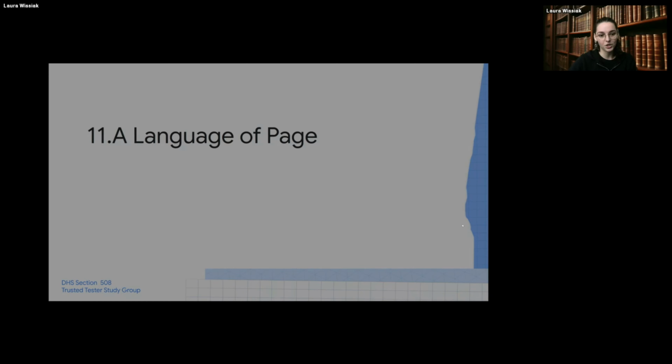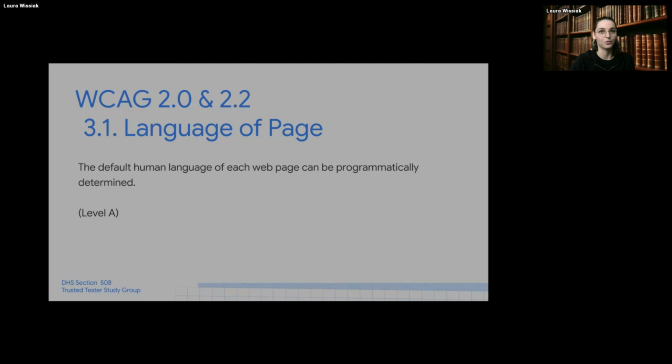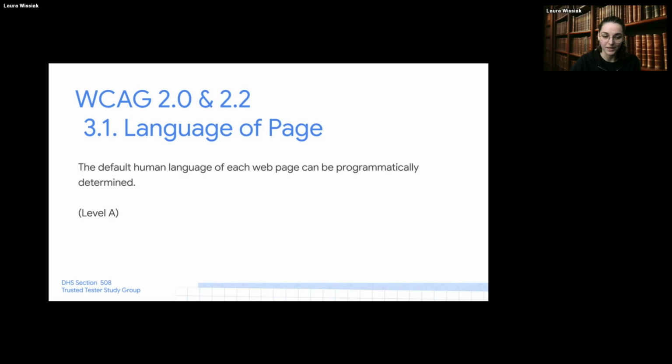Starting with language of page, it is pretty straightforward. We're missing one digit, but it's 3.1.1 for language of page and then 3.1.2 for parts. I will fix that typo before I upload the slides. Also worth mentioning, the Trusted Tester is building on the Web Content Accessibility Guidelines 2.0, but we are already updated to the 2.2 version. They're in both of them, so it doesn't matter if you look at 2.0 or 2.2, but for the sake of having a more updated version, I would always recommend looking at 2.2.